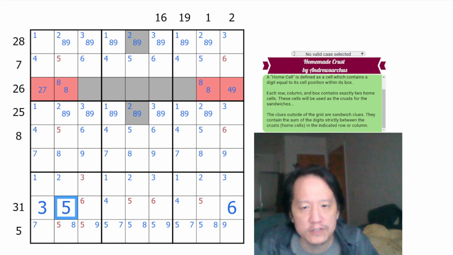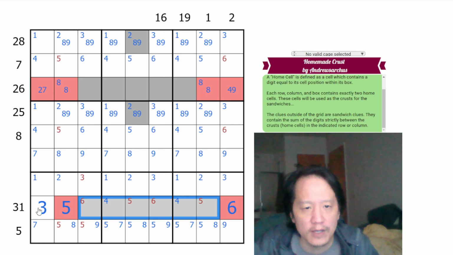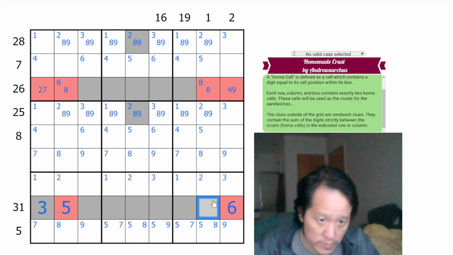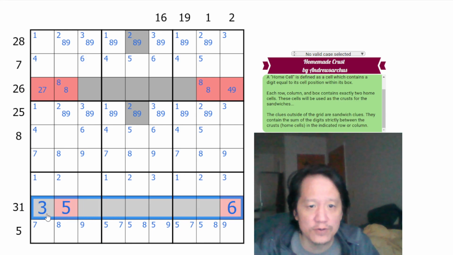And these are the crusts then. So since these are the crusts, there cannot be any more crust in between. So this neutralizes these values. This can't be 3 anymore. I don't know why I have the 5 there. That's weird. This can't be 5, and this can't be 5, and this can't be 6, and this can't be 6. Interesting. So this is the only one that fits the 31, right?